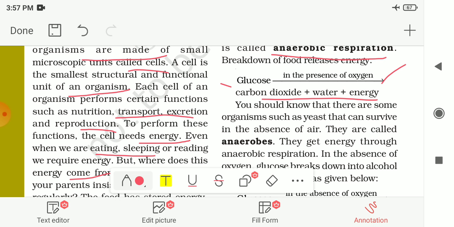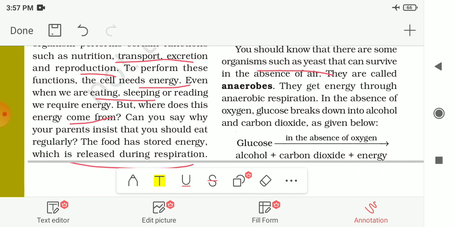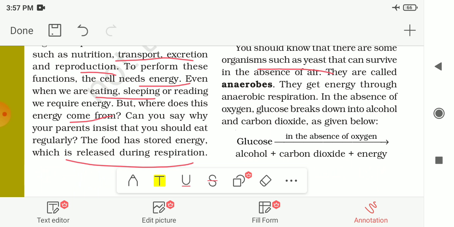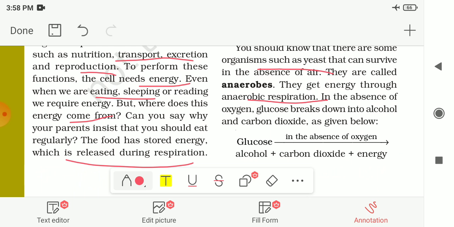And you should know that there are some organisms such as yeast that can survive in the absence of air. Some organisms can survive in the absence of air, or we can say without the use of oxygen. So they are known as anaerobes, and they get energy through anaerobic respiration.